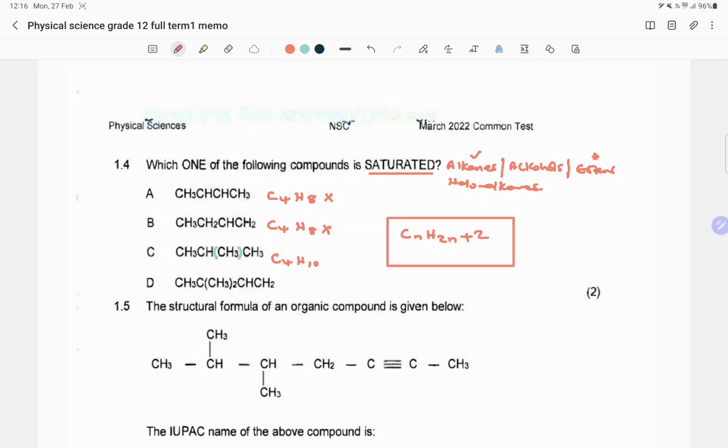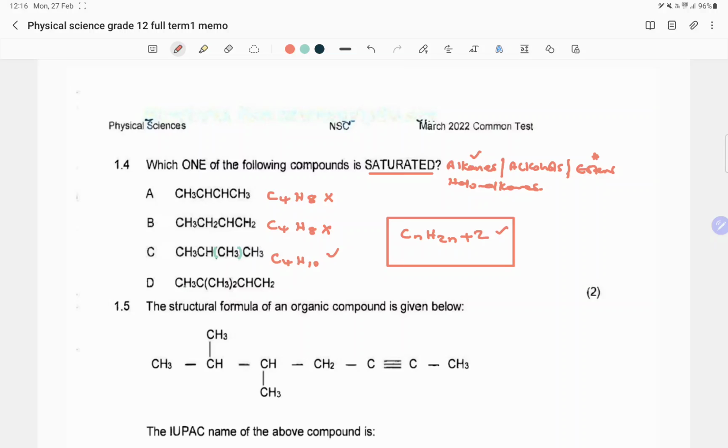Okay, so can you see that this one actually fits here, because C4, 4 times 2 is 8, plus 2 is a 10. So this one ticks the box. All right, it does everything. It does everything, and that's basically what we're looking for. All right, so this becomes a correct answer for a saturated alkane.